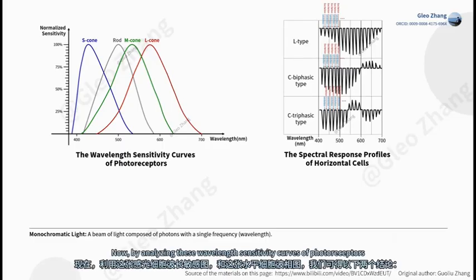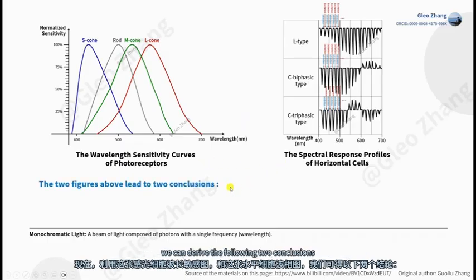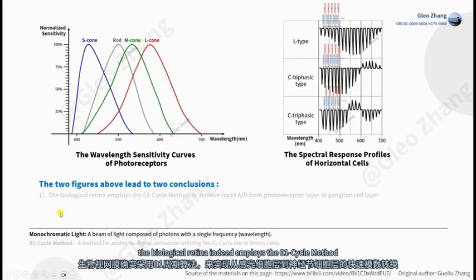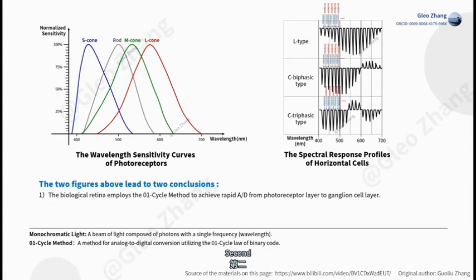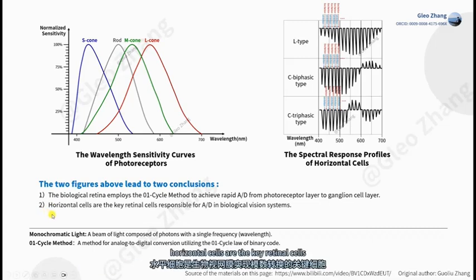Now, by analyzing these wavelength sensitivity curves of photoreceptors and these spectral response profiles of horizontal cells, we can derive the following two conclusions. First, the biological retina indeed employs the Z1 circle method to achieve rapid analog to digital conversion from the photoreceptor layer to the ganglion cell layer. Second, horizontal cells are the key retinal cells responsible for analog to digital conversion in biological vision systems. Below is my derivation process.